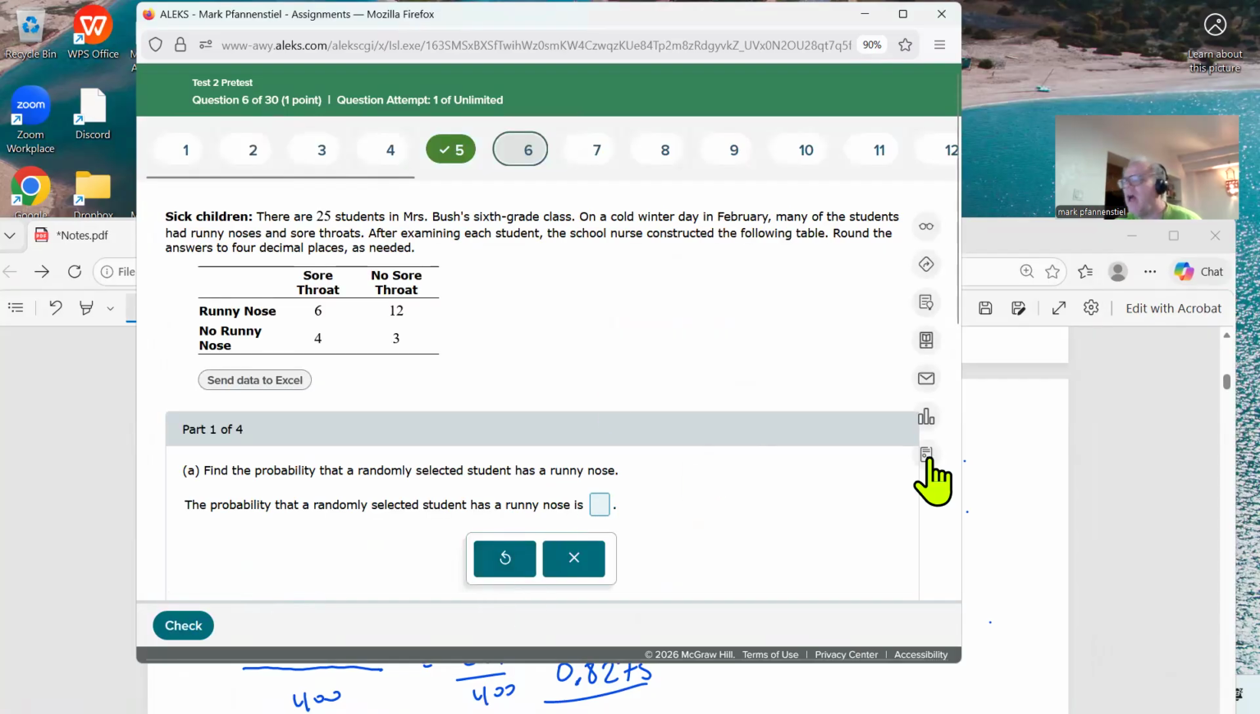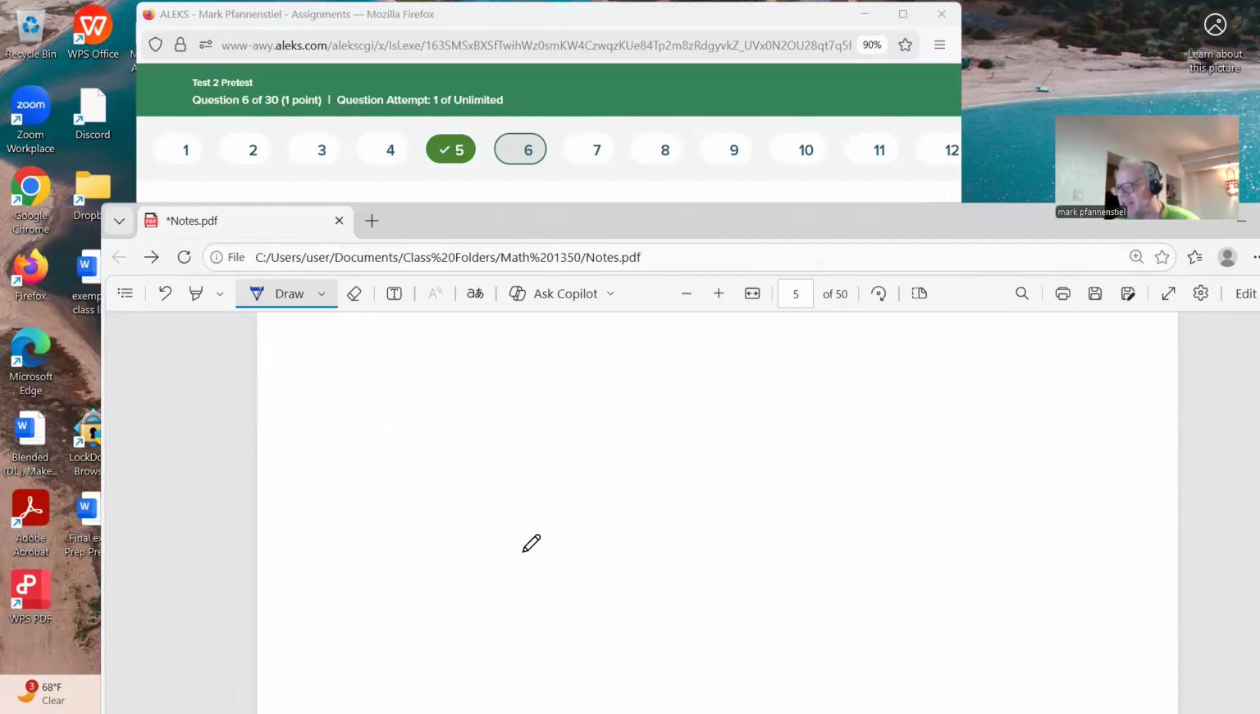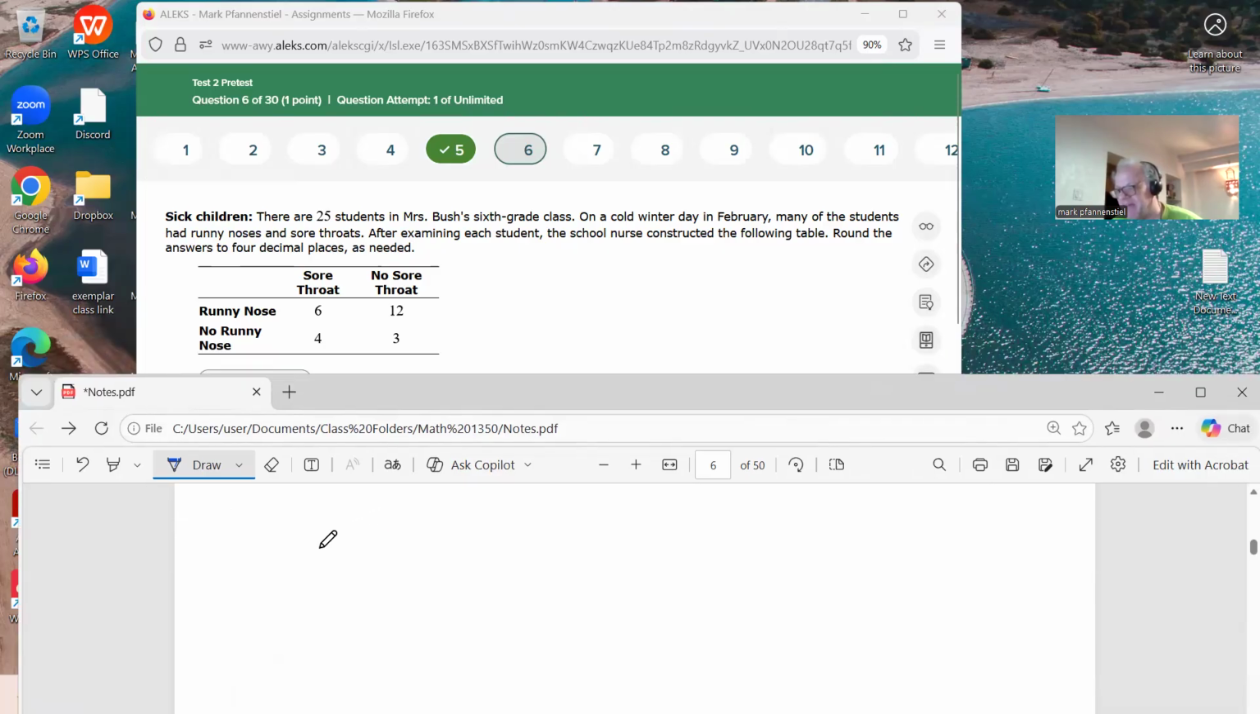All right, I love this problem. The reason why I love this problem is because it gives you the graph, it gives you the data in a table, which I think is a fantastic way to do this. So 6, children. There are 25 students in this person's class. On a cold winter day in February, many of the students had runny noses and sore throats. And then she took a little survey and figured out what kind of illness the kids had, like what symptoms they were having.